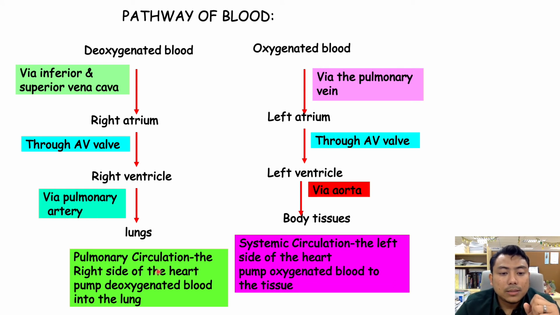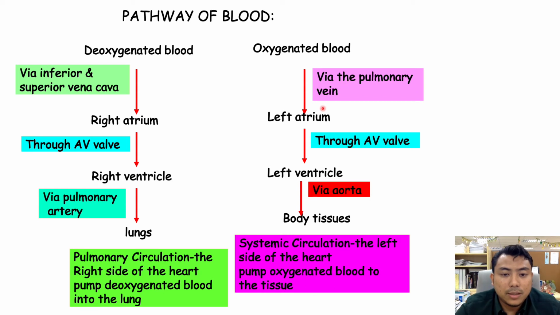The pulmonary circulation is the right side of the heart pumping deoxygenated blood into the lungs. Whereas the oxygenated blood, dia akan bawa darah yang beroksigen itu, of course lah, daripada lungs. So kalau daripada lungs, namanya mestilah pulmonary. So nak bawa darah masuk ke dalam heart, artery ke vein? Mesti adalah vein yang bawa masuk darah in. Vein, bawa masuk ke dalam heart.